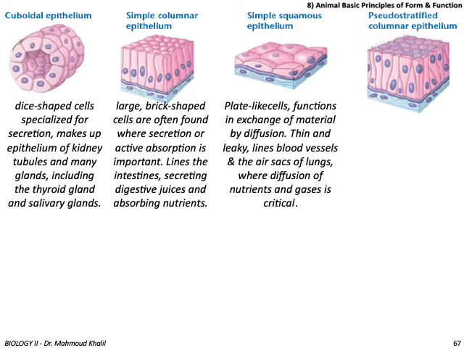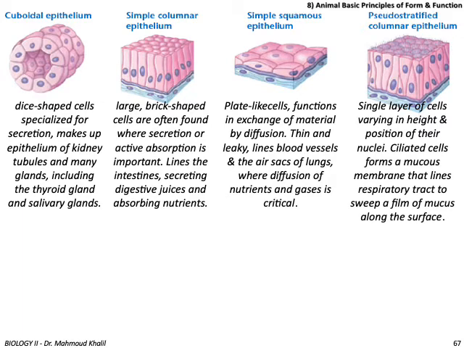While simple squamous epithelium has blade-like cells that function only for exchange of material by diffusion. That's why it's a very thin layer of cells. They are thin, leaky, and they line the blood vessels and the air sacs of the lungs, which is very convenient for the air sacs because there is exchange of gases.